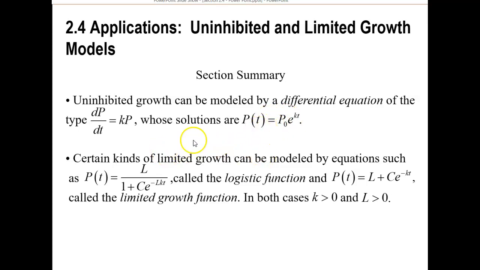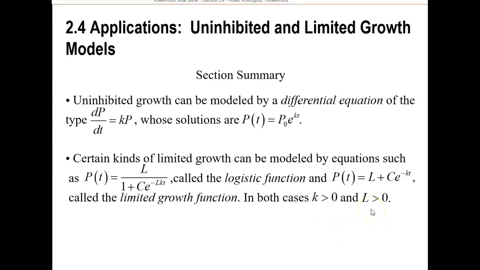Certain kinds of limited growth can be modeled by what we call the logistic function. So P(t) in this case would equal L over 1 plus Ce to the negative kt. That's called limited growth. And in both cases, k and L have to be positive. Right? If you are ever in need of using either of these, this one, they will give you this. You should know how to create this. And on this one, you'll be given this form and just asked to do things with it. You don't have to memorize that. Right? So that is the end of section 2.4.